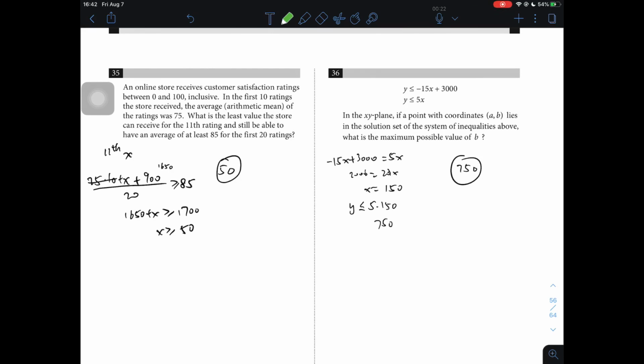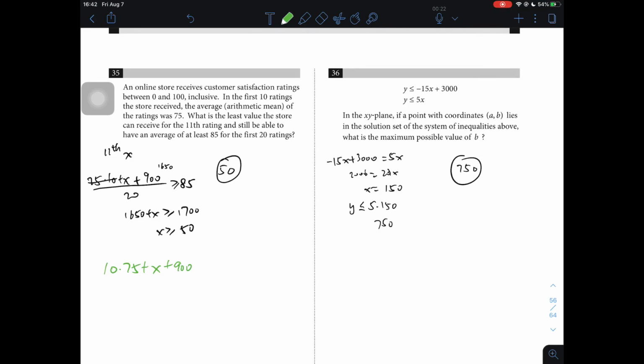So now we're thinking, okay, so for the first 10, it was 75. So you just 10 times 75, which is the total number, or total rating they got, total number of points they got. So now you have to plus the 11th rating, which is X, and another 900. Why is it 900? Because we are assuming that all the last 9 ratings, they all get 100. And therefore, then we will know that what is the least ratings they could get. I know it sounds very idealistic, but I mean, it's SAT.